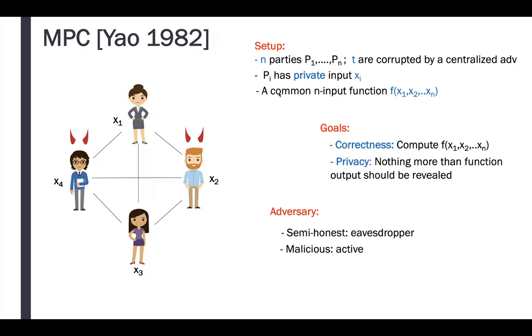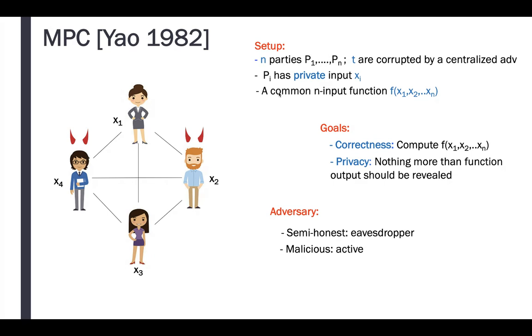Now typically we consider two kinds of adversaries. First is semi-honest, which is a benign one. It's also called an eavesdropper. So here, the adversary would simply eavesdrop the memories of the t corrupt parties, okay? Meaning that it gets all the information that these t corrupt parties receive from the honest parties. And from this information, it would try to glean information about the inputs of the honest parties.